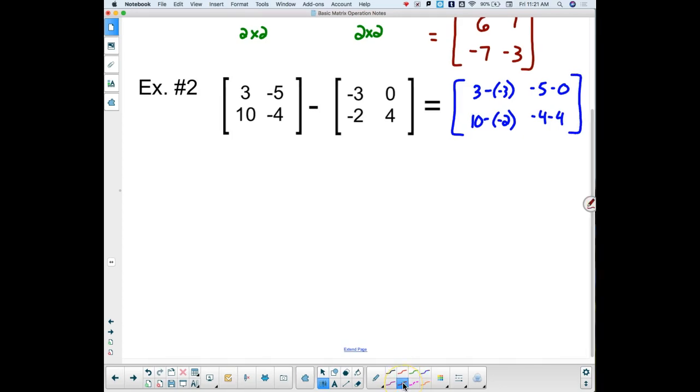I get the 2 by 2 matrix, because both are 2 by 2 matrices, so I can do this. I get the 2 by 2 matrix of 6, -5, 12, -8. Yes? No? Maybe.